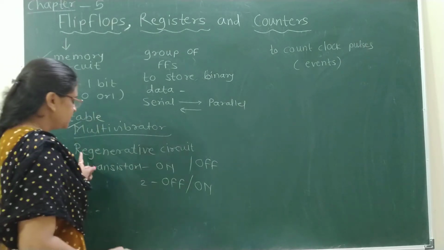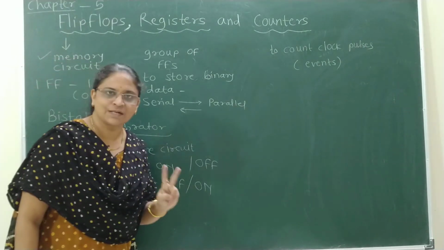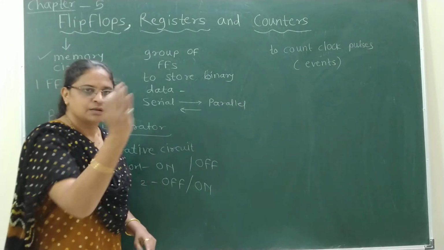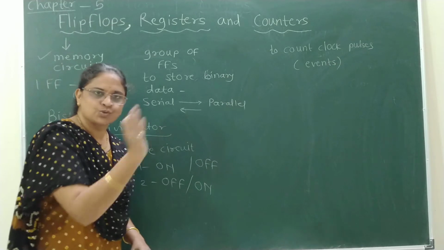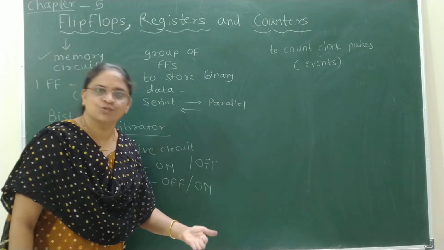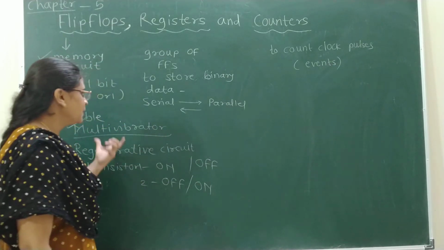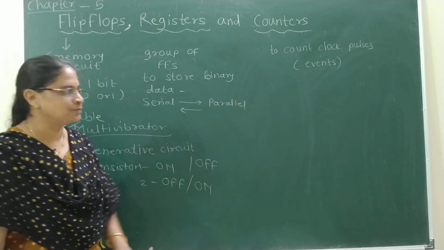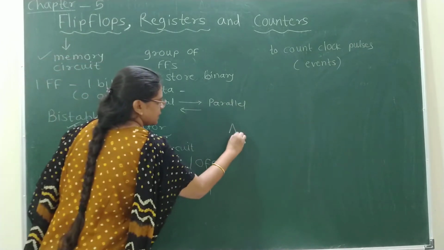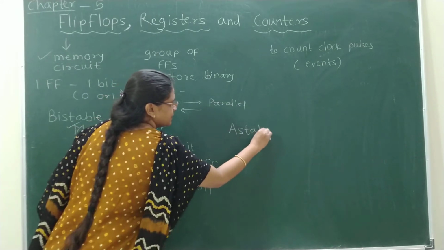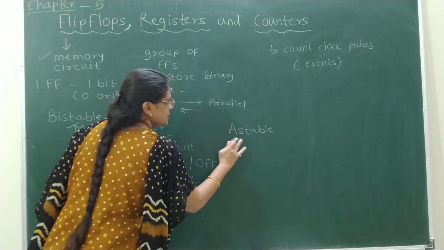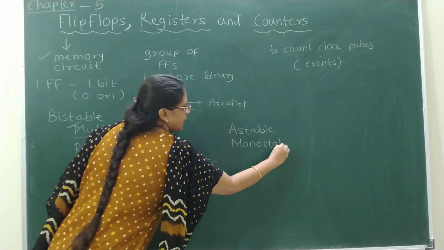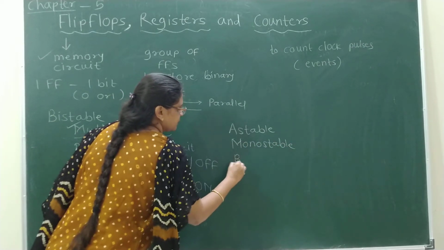So this is a regenerative circuit with 2 active devices. When one conducts, the other goes to the off state. When the other is turned on and goes to the conductive state, the first goes to the off state. So that is the multivibrator part. There are 3 types of multivibrators. The first one is the astable multivibrator, the second is the monostable multivibrator, and the third is the bistable multivibrator.